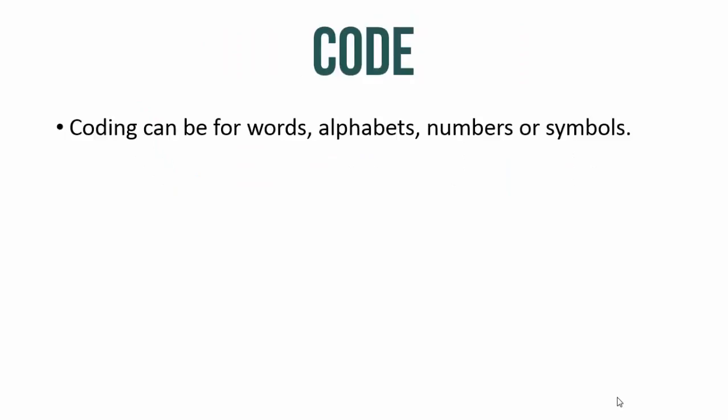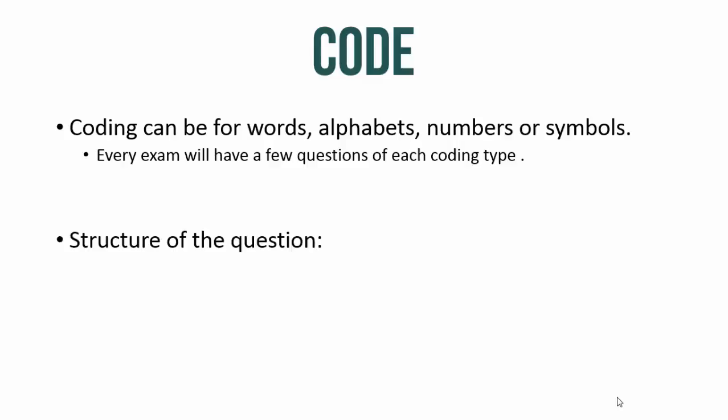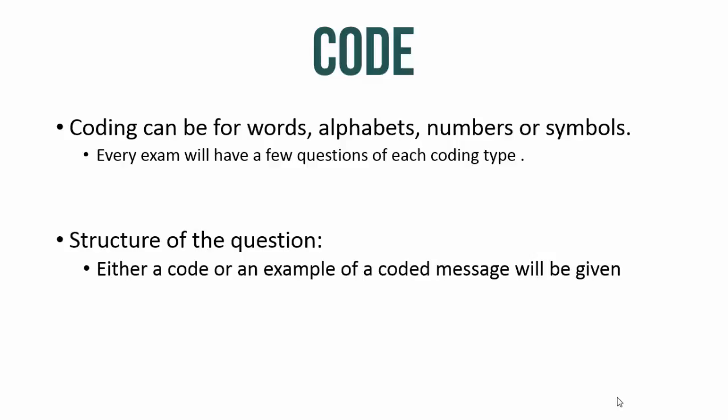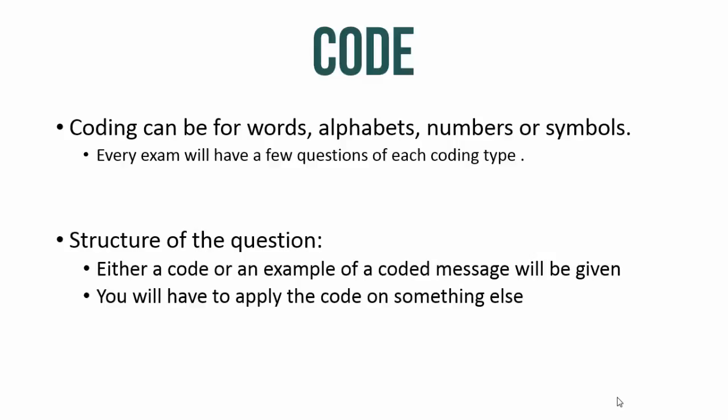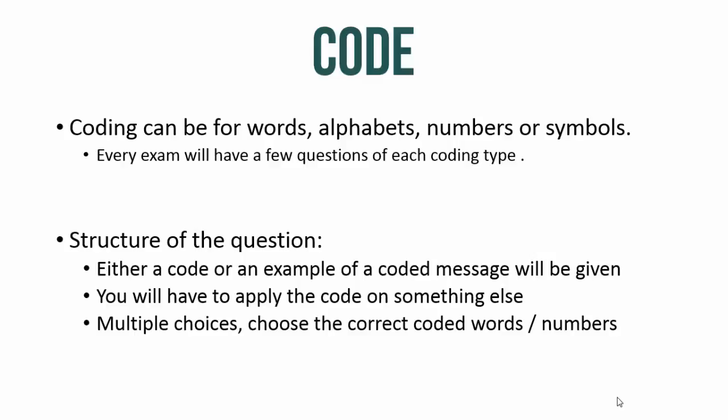In the IBPS, coding questions can be on words, alphabets, numbers, or symbols. This is a very commonly occurring question type, and each exam will definitely have a few coding questions. Like all other questions in the reasoning section, the structure of this kind of question is fairly standard. You will be given either a code or an example of a coded message in the question. You will have to figure out what the code is and apply this code on something else. There will be multiple choices and you will have to choose the correct coded words or numbers, or even the decoded words.